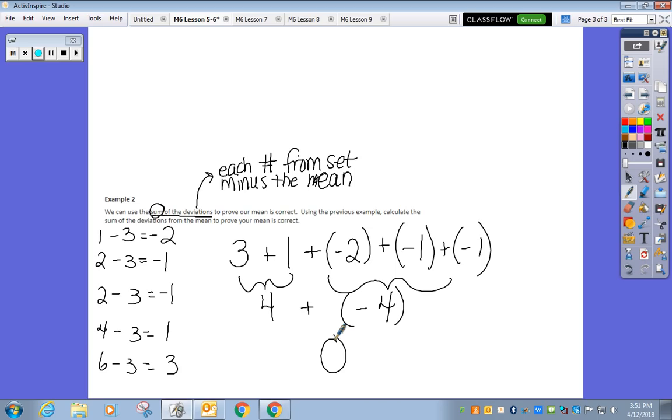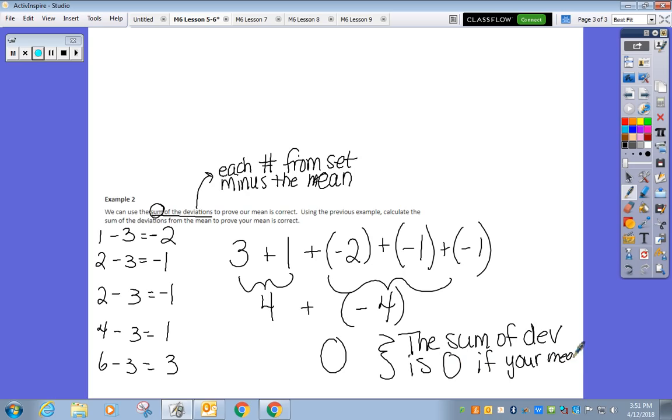Okay, so if your mean is correct, the sum of the deviations is 0. Okay, so that's one way to check to see if you had the correct mean. So you take the numbers in the set, subtract the mean from it. You're going to get positive and negatives. Add all of those numbers together. You should have the same number of positives that you do negative, and if you do, that means that your mean is correct. So the mean is in fact 3.